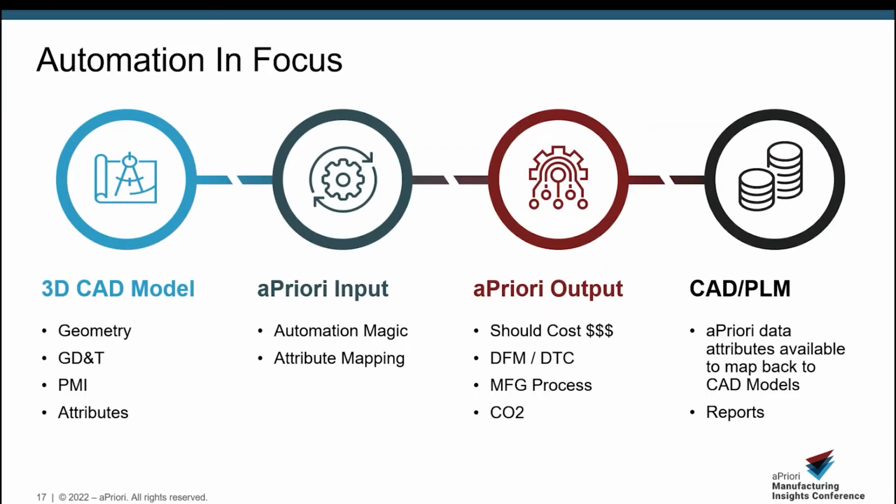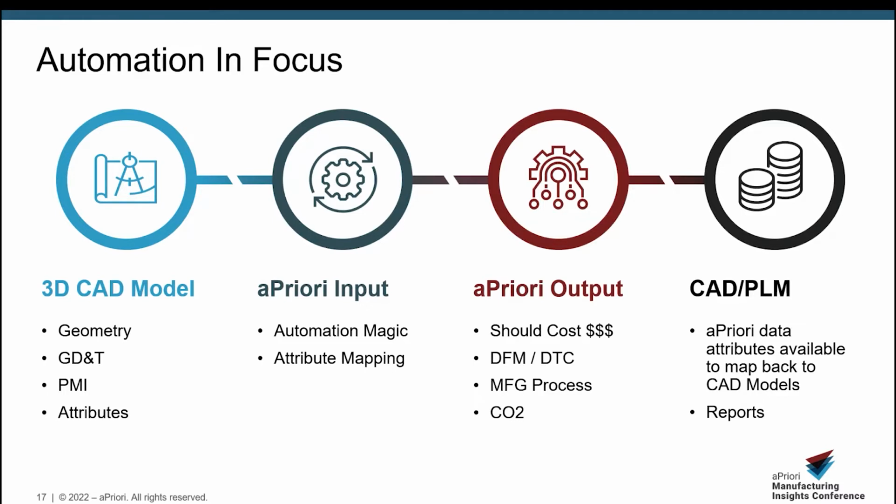So what is automation in focus? What we're really going to focus on here is what does it take to get to automation? And it's pretty simple. It starts with a 3D CAD model, and in that 3D CAD model, we've built this foundation through confidence of our GD&T and PMI and CAD attributes.